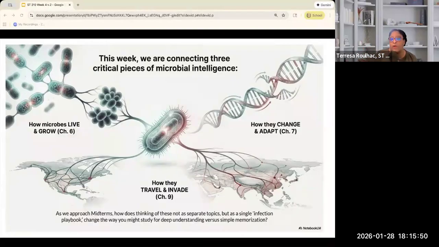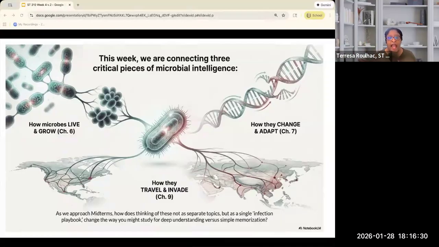Take a look at what's happening visually. Okay. So, just you're looking. On one side, how microbes live and grow. In the middle, how they travel and invade. And then on the other side, how they change and adapt. You'll notice that these are not independent facts. They're like most of micro, steps in the process.